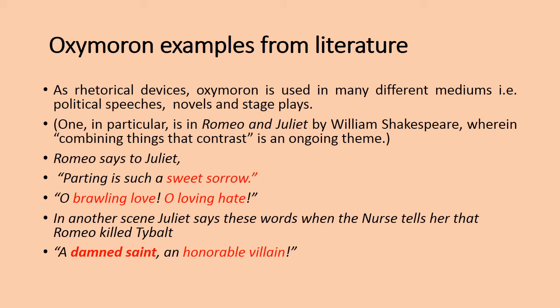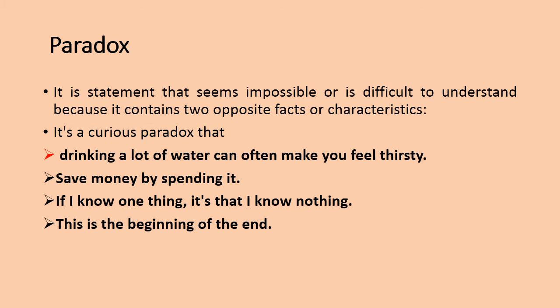In another scene, Juliet says these words when the nurse tells her that Romeo killed Tybalt: a damned saint, an honorable villain. So, in these examples, sweet sorrow, brawling love, loving hate, damned saint, and honorable villain are the examples of oxymoron. Now let's see what's paradox.